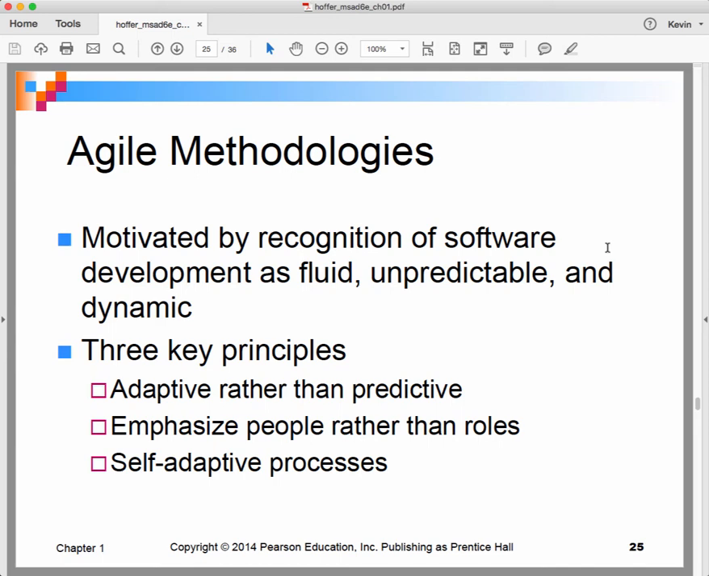The agile approaches are motivated by the recognition of software development as fluid, unpredictable, and dynamic. They would compare that to the waterfall approach, which is much more regimented. Three key principles: it's adaptive rather than predictive, it has an emphasis on people rather than roles, and it has self-adaptive processes.